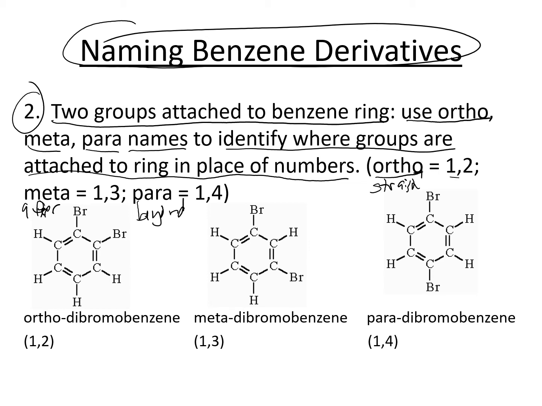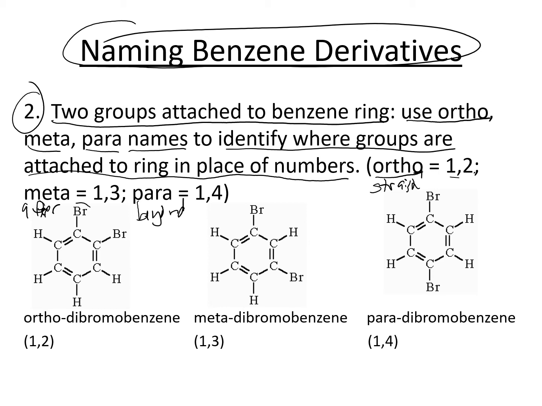Ortho means 1, 2, and you could think of the groups being straight across from each other in positions 1 and 2. Meta means 1 and 3, so that would be 1 after 2. And para means positions 1 and 4, and that would be the one that's farthest beyond. So let's look at our example here.